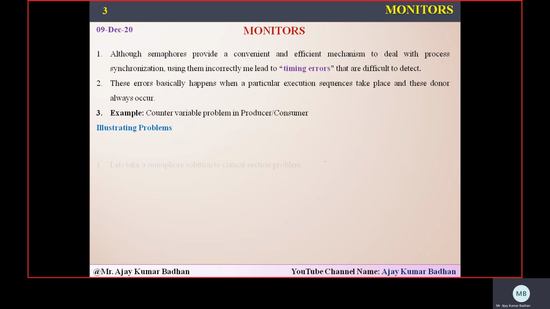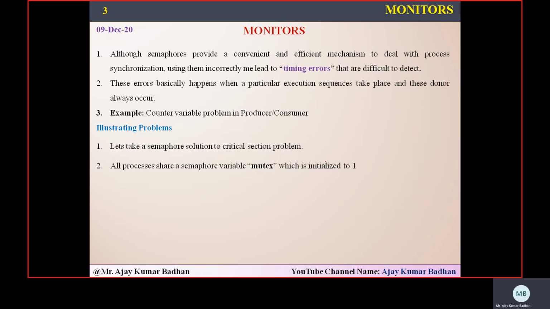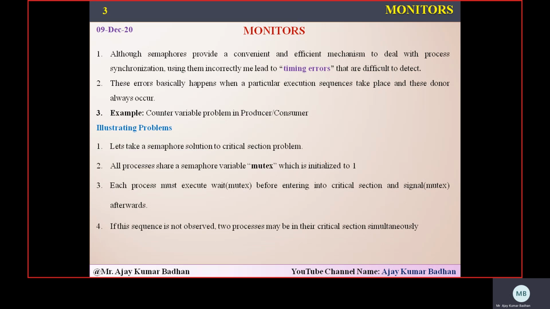Basically, we know that semaphores have already provided a solution to the problem of process synchronization. A semaphore is an integer variable S, which can be accessed only with the help of two operations, wait and signal. This is what we have discussed. However, even using semaphores, some problems still exist.